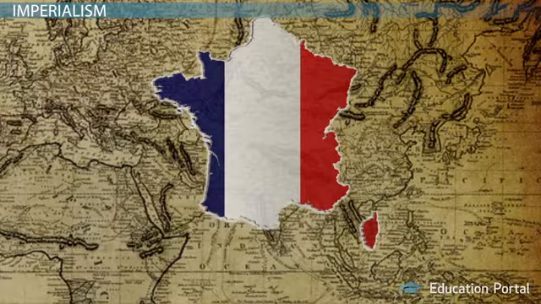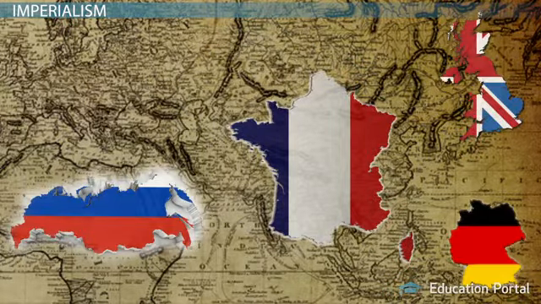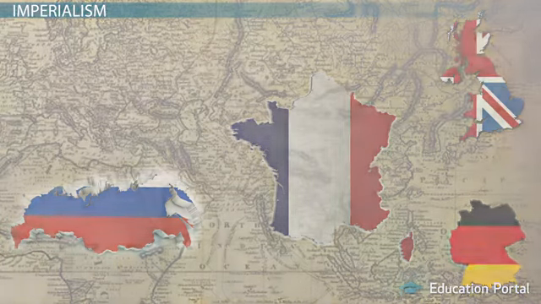For instance, France would scramble to set up colonies in an area just to make sure Britain, Russia, or Germany would not have access. Once the colonization process started, all the major powers in Europe wanted a piece of the action. If a country was not taking part in the process, they were viewed as weak.